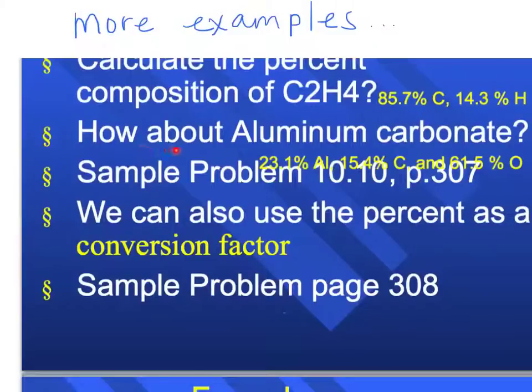So here's another problem that I want you to try out. How about for aluminum carbonate? Remember, aluminum has a 3+ charge. Carbonate's CO3, and it has a 2- charge, so you need to balance that out for the chemical formula, and then go ahead and double check your percents here. We can also use this percent as a conversion factor.